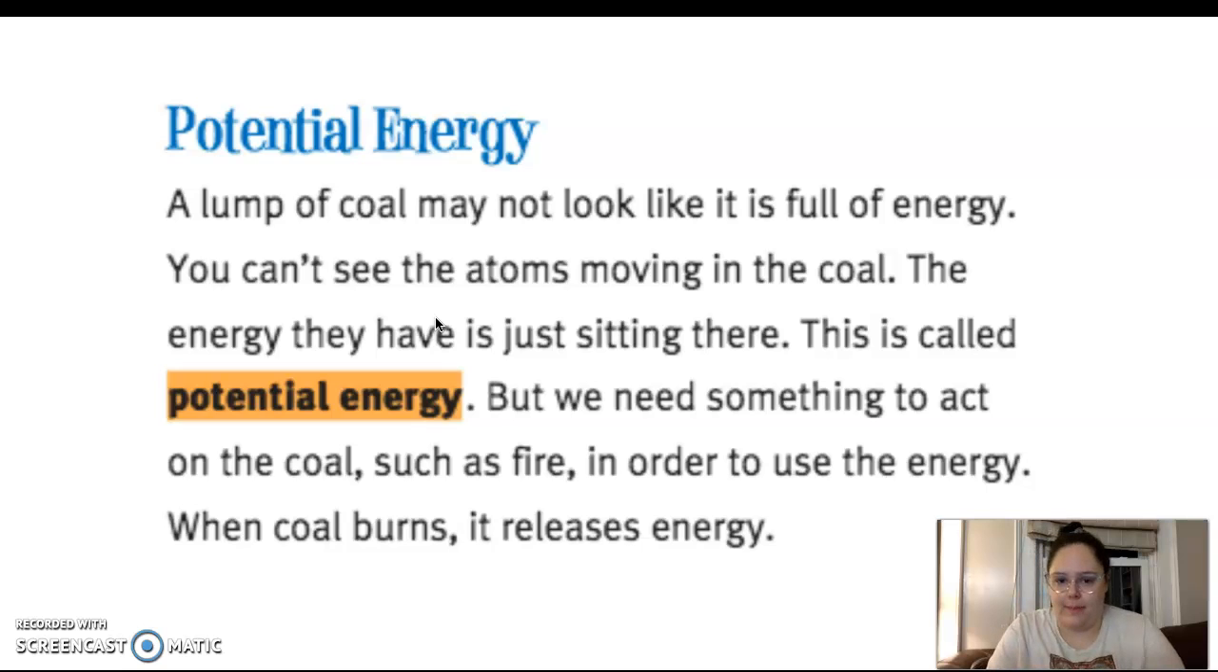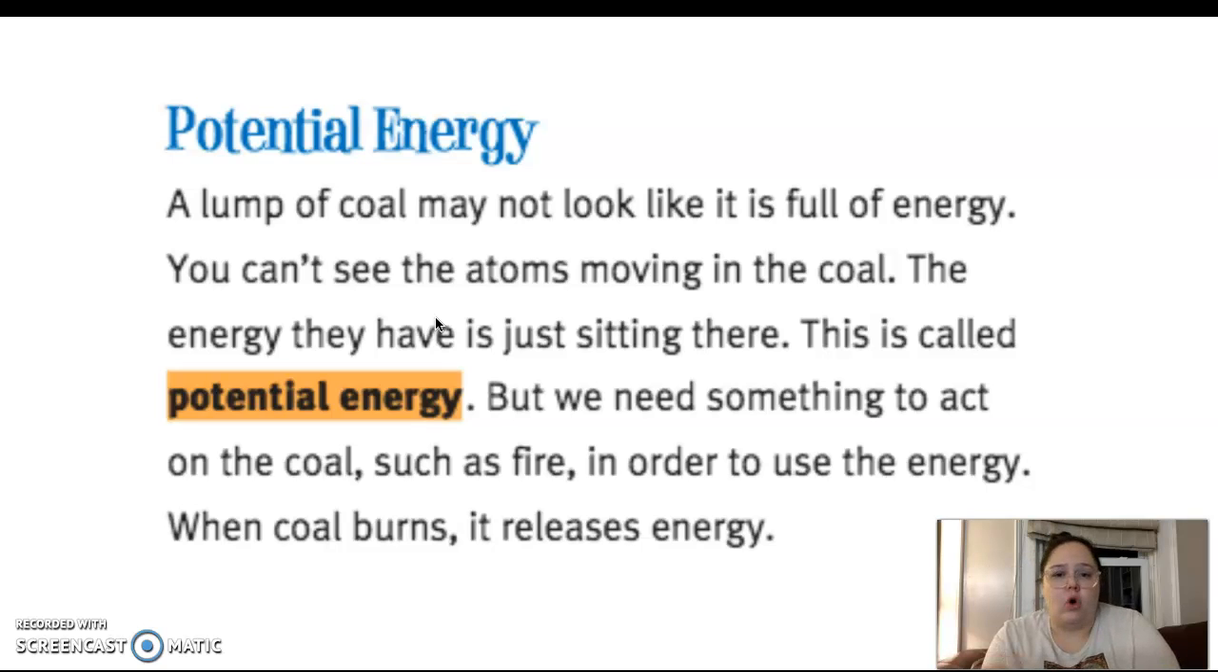A lump of coal may not look like it is full of energy. You can't see the atoms moving in the coal. The energy they have is just sitting there. This is called potential energy. But we need something to act on the coal, such as fire, in order to use the energy. When coal burns, it releases energy.